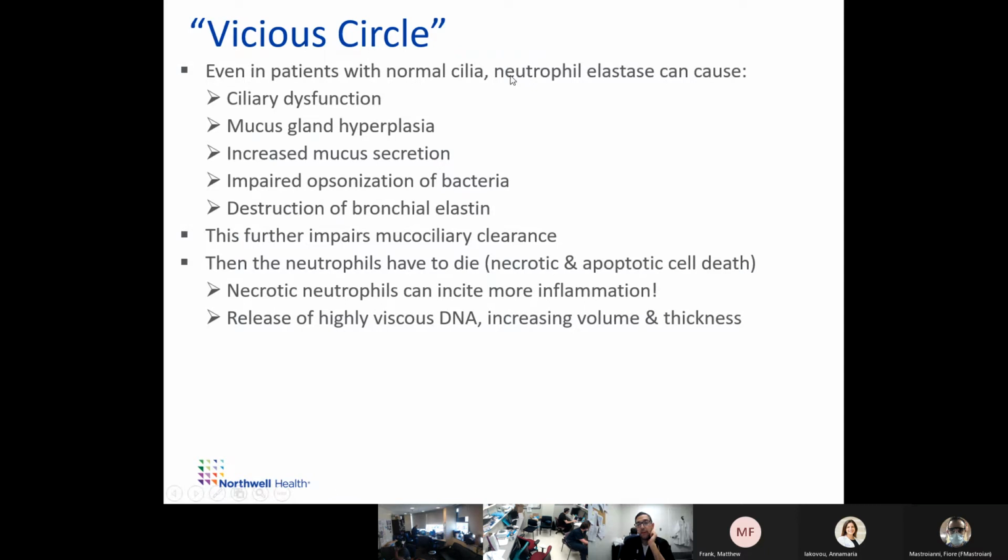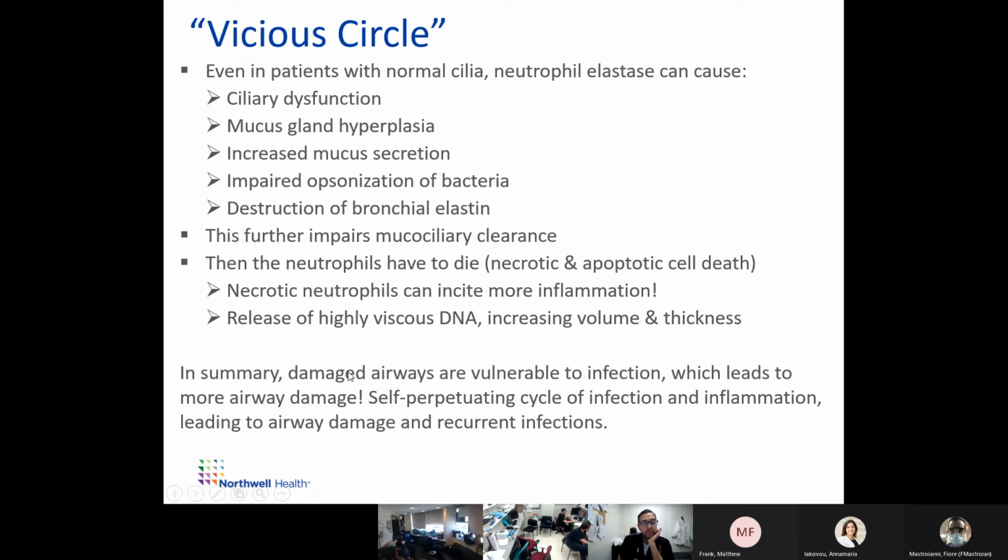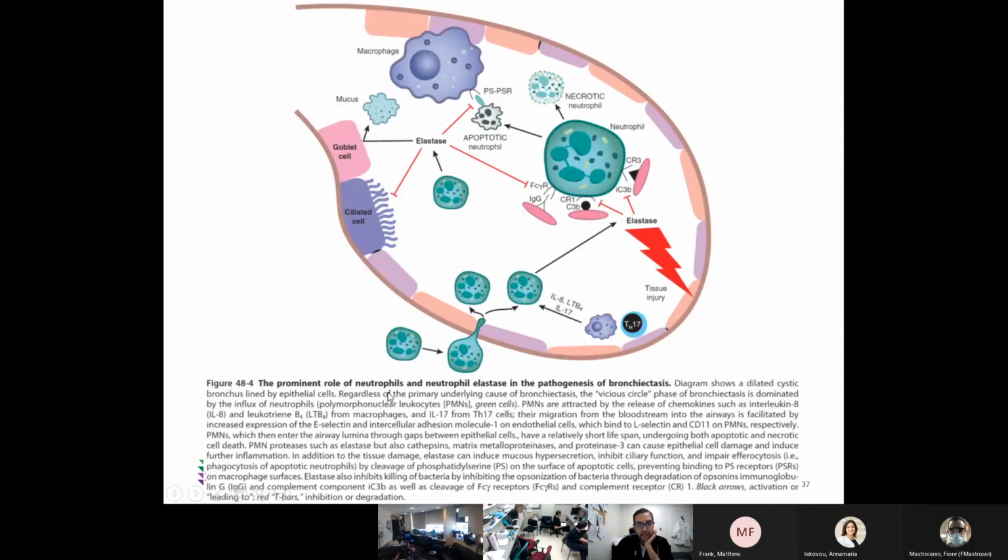So neutrophil elastase is very important in the pathogenesis of bronchiectasis, and it can cause more ciliary dysfunction, mucus gland hyperplasia, increased mucus secretion, inability to opsonize or kill the bacteria, and can impair mucociliary clearance. And then on top of that, the neutrophils themselves have to die. So these necrotic neutrophils then cause more inflammation. So it's this vicious cycle of damaged airways, which are vulnerable to infection, leading to more airway damage. And it's a self-perpetuating cycle of infection and inflammation that leads to the bronchiectasis.